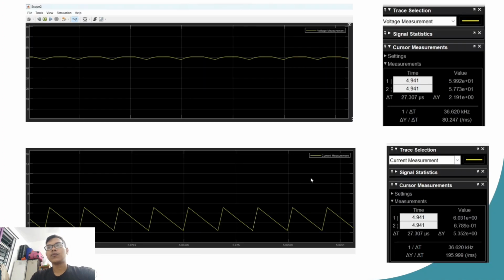Okay, from both diagrams we can see that for the voltage measurement, the max value is 59.92 volts and the minimum value of the circuit is 57.73 volts, while the current measurement maximum is 6.031 amperes, and the minimum value is 0.67 amperes.